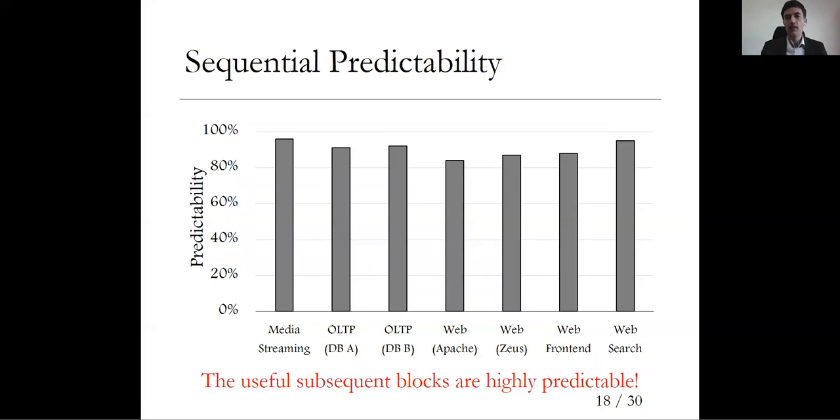Here I quantitatively show you the same thing that I talked about in the previous slide. On the x-axis, we have several server workloads. On the y-axis, I'm showing the percentage of accesses for which the footprint, or the sequence of useful blocks after that, are exactly the same. We can see that somewhere from more than 80% to 95-96% of such predictions will be correct because of this behavior.